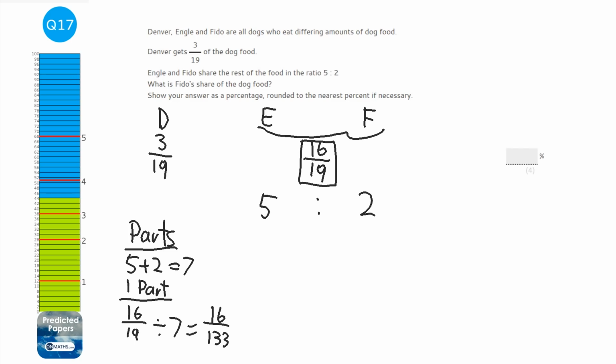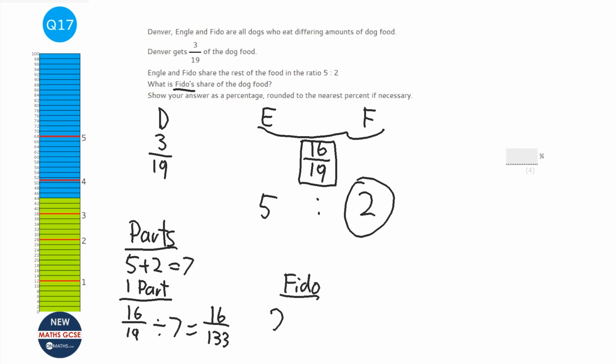Now it says, show what is Fido's share. So we're looking for Fido's share. Now Fido gets 2 lots of that. So looking for Fido, he gets 2 lots of that fraction.